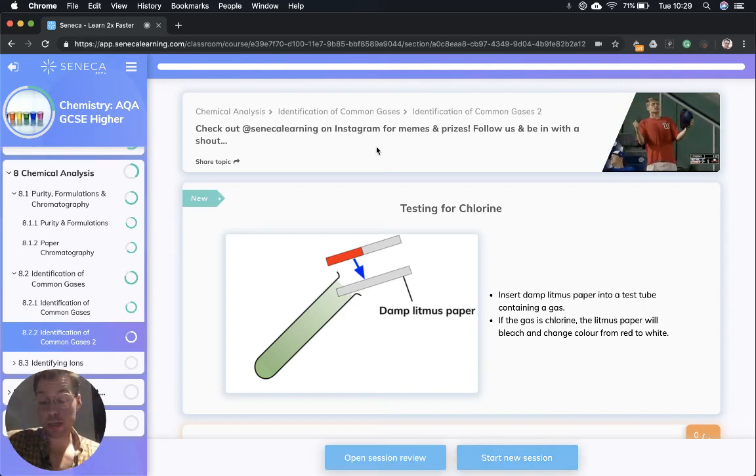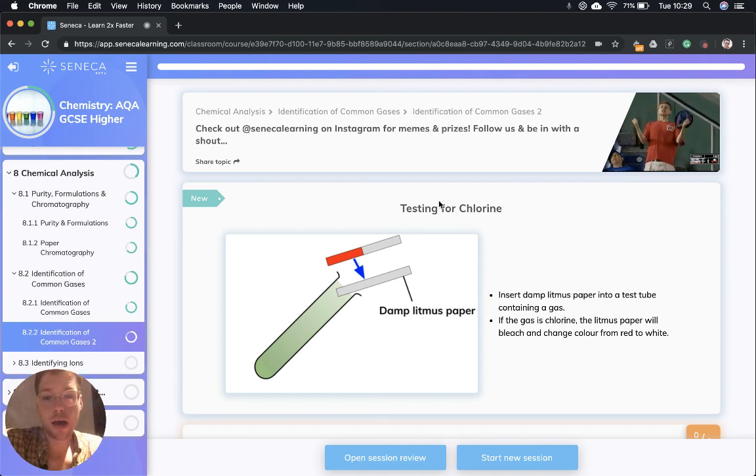I know revision can be a pain in the gas, but today I'm going over some really easy, quick tests to identify common gases. This is episode 2 of identifying common gases, so make sure you check out the previous one to get up to speed. But there are a few more quick tests you need to learn for your GCSE chemistry exam, so let's dive in.